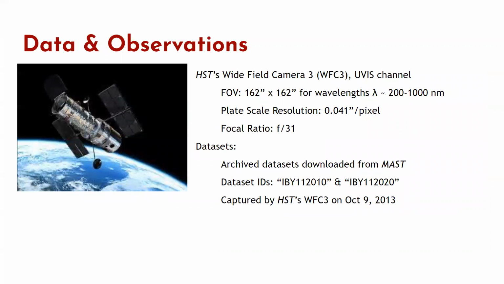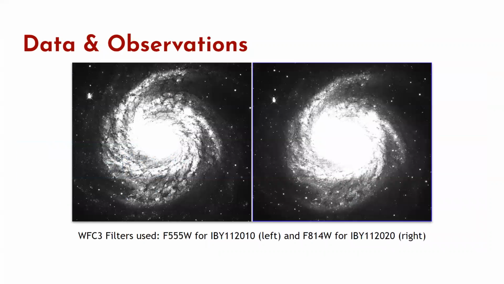So our data sets were observed with the Wide Field Camera 3 on board the Hubble Space Telescope, which can view objects in both the visible spectrum and a portion of the infrared. Our two data sets were obtained from MAST right here. And we chose these two data sets because each were taken with different filters.